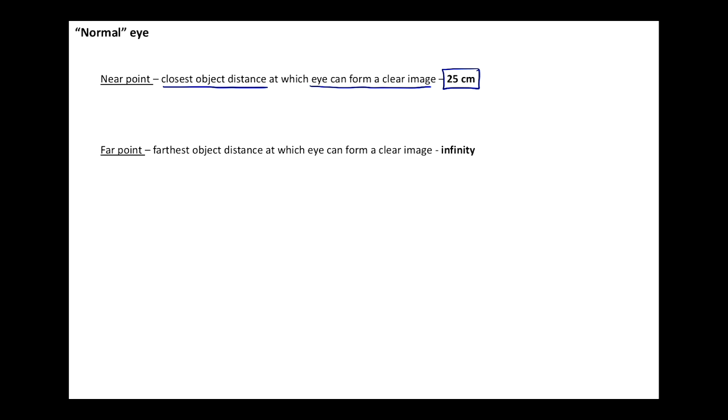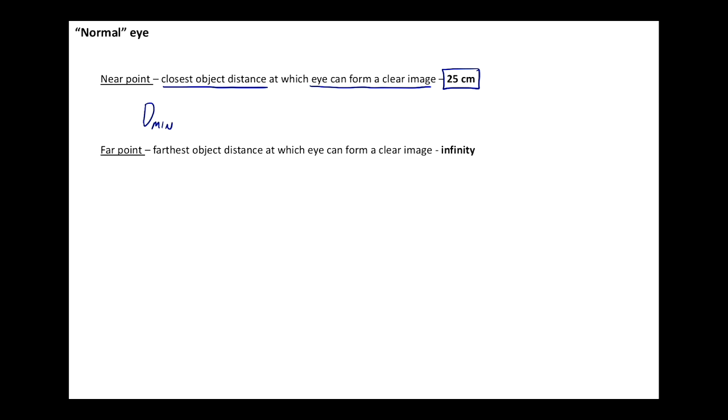So 25 centimeters. Maybe now yours is at 6, but it's going to move back to 25, and it's going to go farther than that given enough time. We can represent this with a symbol. We're just going to call this D sub min, and we're going to use that repeatedly. The minimum object distance at which the eye can form a clear image, and we'll use 25 centimeters as the standard for that.